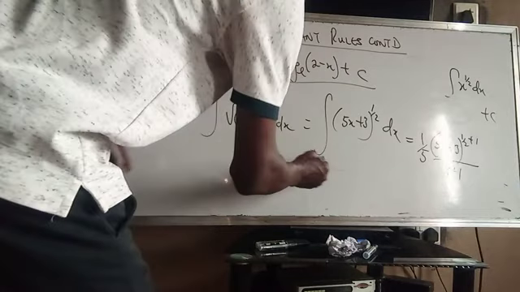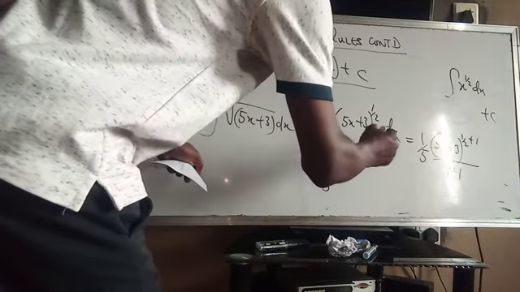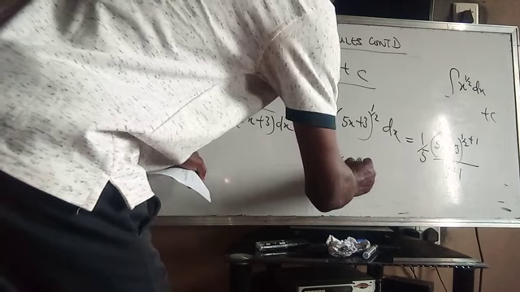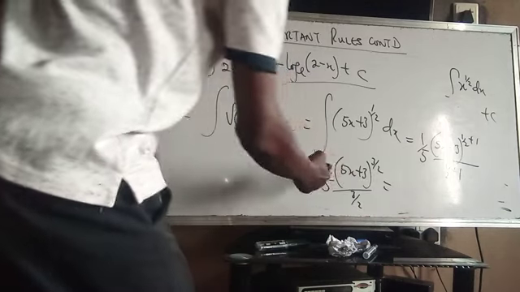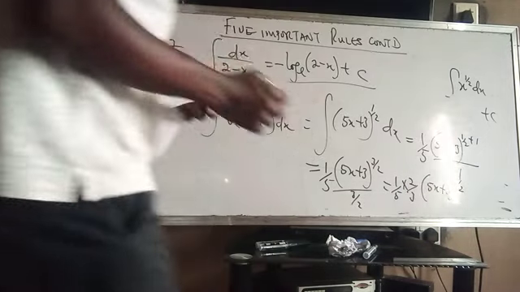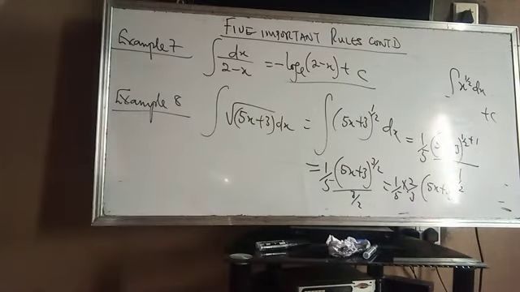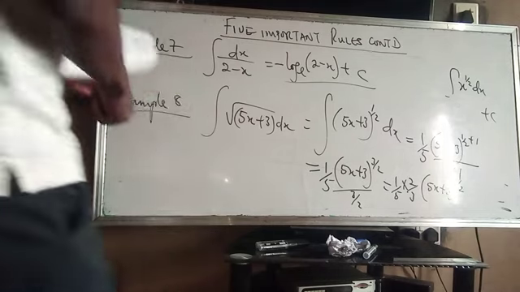It will be 1 over 5 into (5x + 3) all raised to 3 all over 2, all over 3 all over 2. So it's like 1 over 5 divided by 3 over 2, that's times 2 over 3 of (5x + 3) raised to 3 all over 2. So that will be what? If you find out, you're going to have what?